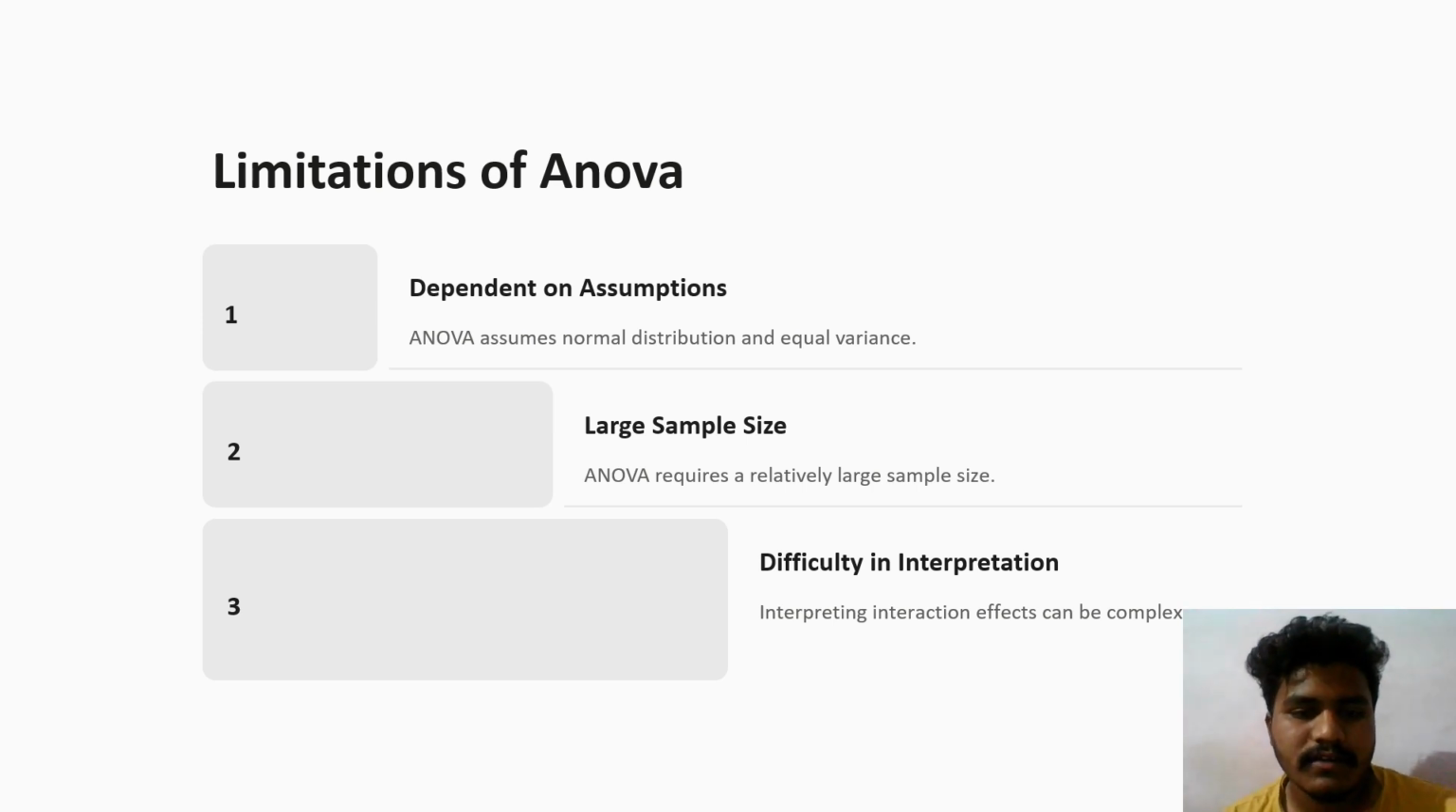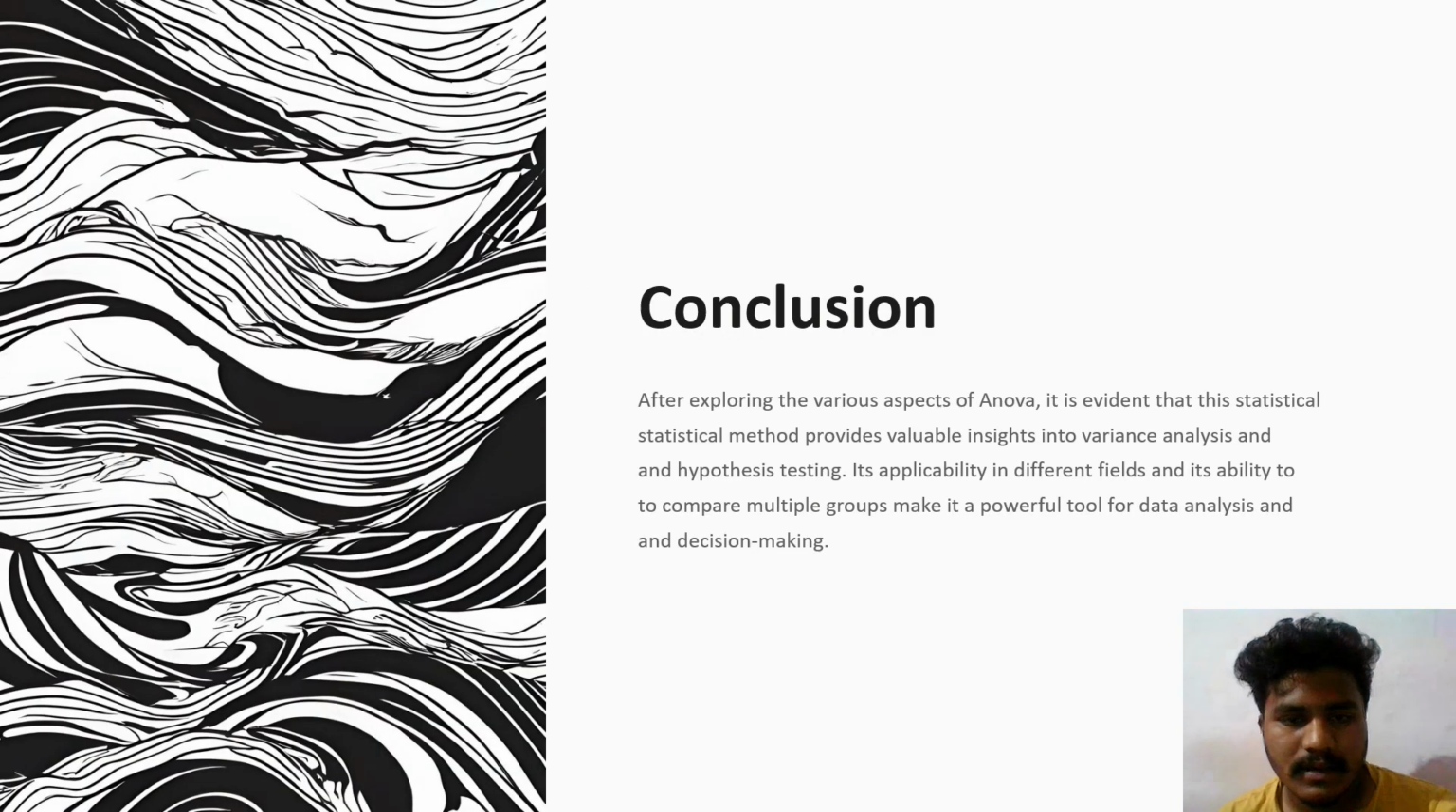Limitations of ANOVA. There are three factors: dependence on assumptions, large sample size, difficulty in interpretation. ANOVA assumes normal distribution and equal variance. ANOVA requires a relatively large sample size and can be complex.